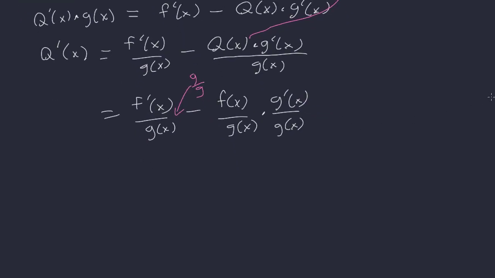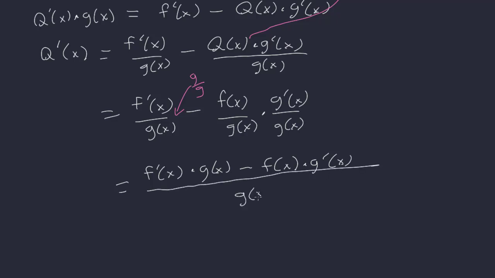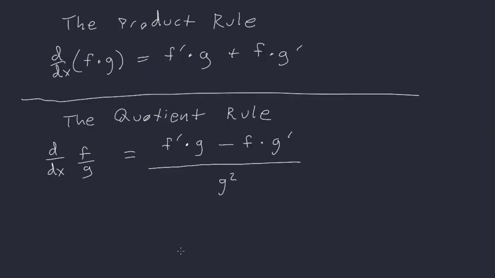Okay, so that's what we're going to do to get f prime of x times g of x minus f of x times g prime of x all over g of x squared. Okay, and that is the quotient rule. Okay, so here's the product rule again.